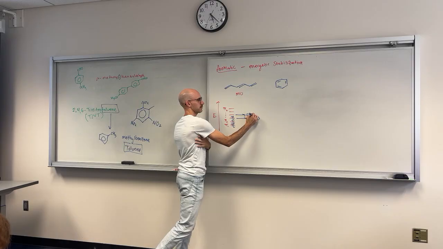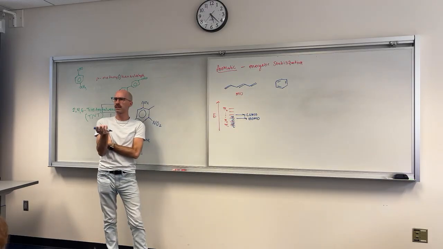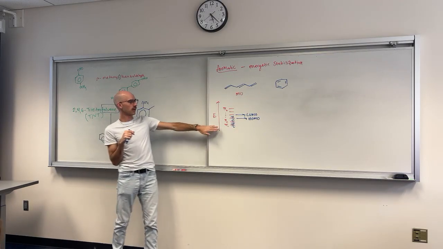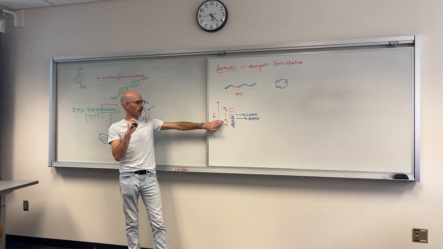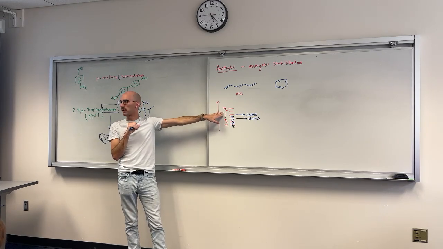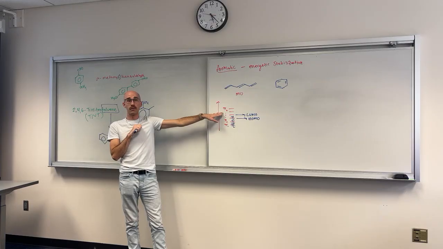pi 4, which has how many nodes? Well, you can always count. Lowest energy will have 0, 1, 2, 3 nodes. We can go in and try to predict them. It doesn't really add anything for us.